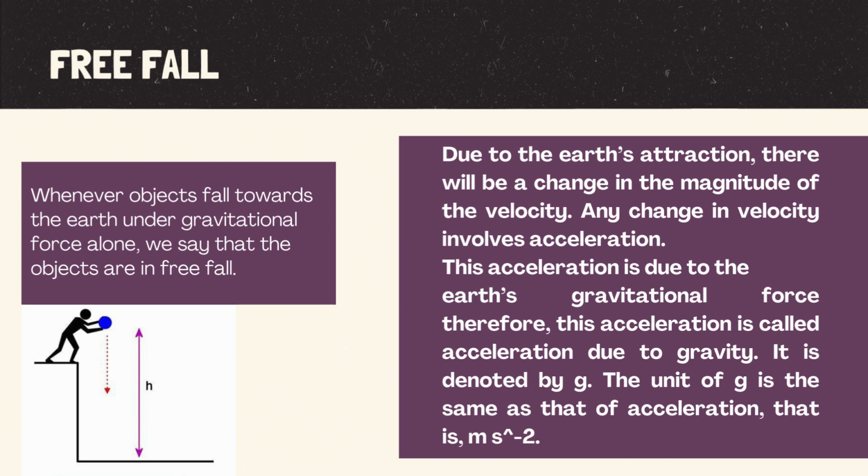Next one is free fall. When we drop some object from a certain height to the surface of the Earth, and it drops only because of the gravitational force, then we can say that it is a free fall. During the free fall, the velocity changes, so there is an acceleration. This type of acceleration is called acceleration due to gravity.